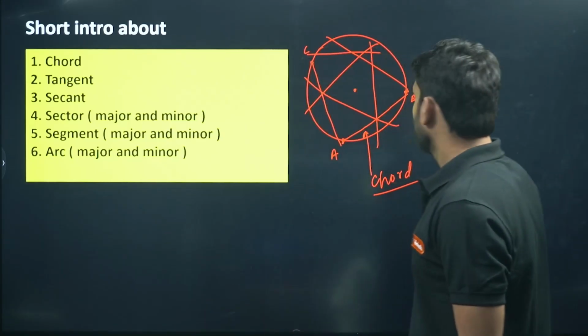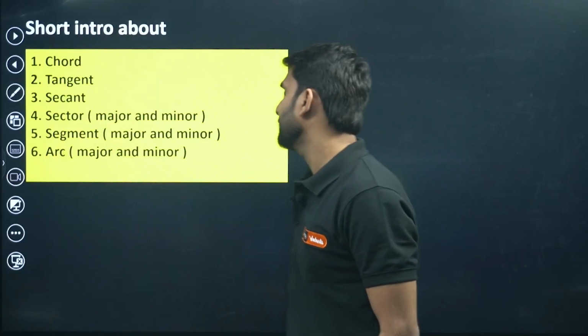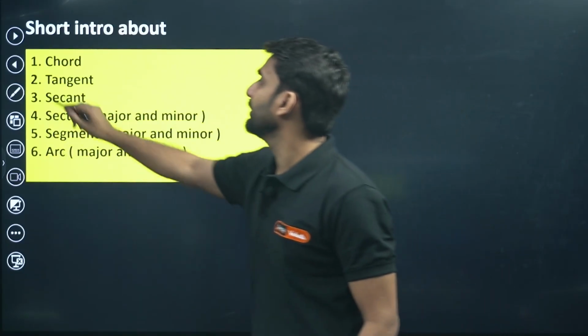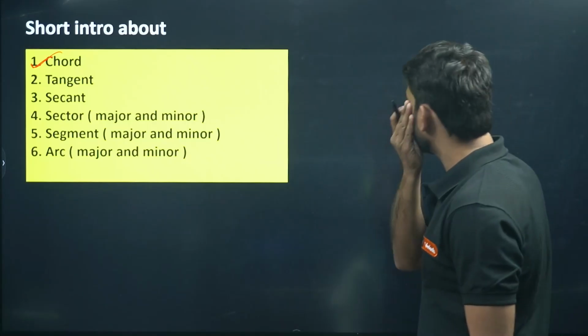Now the second point is called tangent. What is called tangent? Hope you have understood the chord. Chord is clear to you all. Okay. Now tangent.